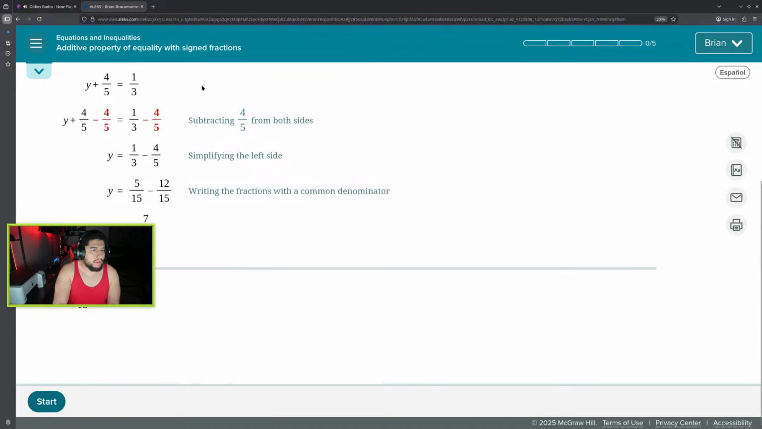Pretty sure I went through this towards the end of the last video, but whatever. Then subtract from both sides, simplify the right side, I should say. Write the fractions with the common denominator, 15. I think it was different from yesterday's video, probably a new example. We got both of these denominators to 15, and then it's 5 minus 12, so it's negative 7/15.